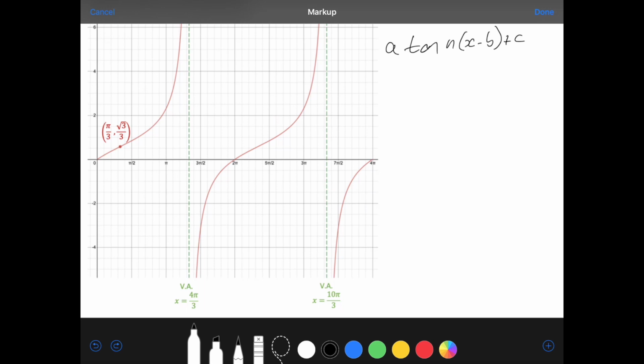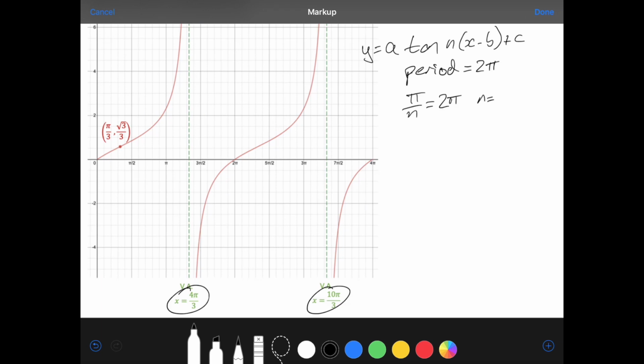This is what we are going to try and fit our function to, although it's got to be a y equals or a function. All right, so what do we know? Well, we're given 2 vertical asymptotes, and we know that there must be a period between them. Thus, the period is equal to 2 pi, because this one's 10 pi, take 4 pi gives me 6 pi on 3, which is 2 pi. And we also know that our period is equal to pi on n.